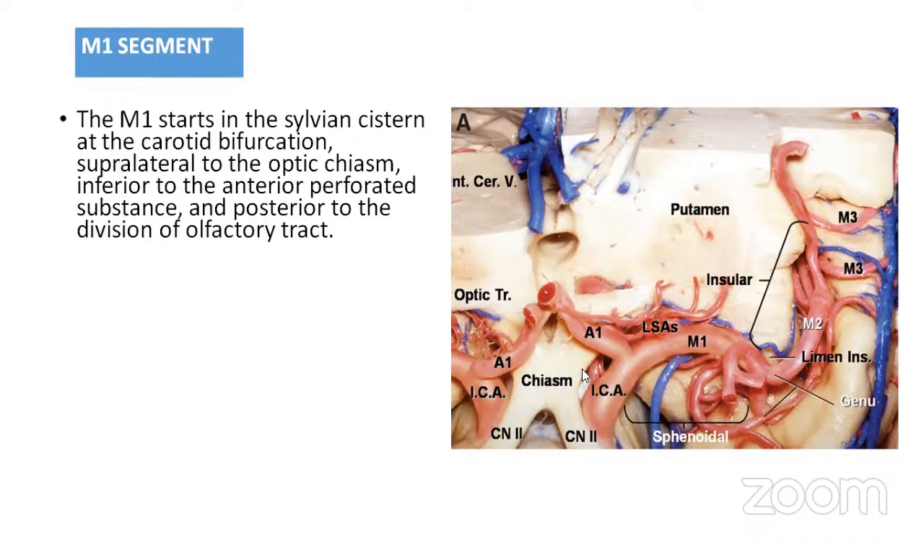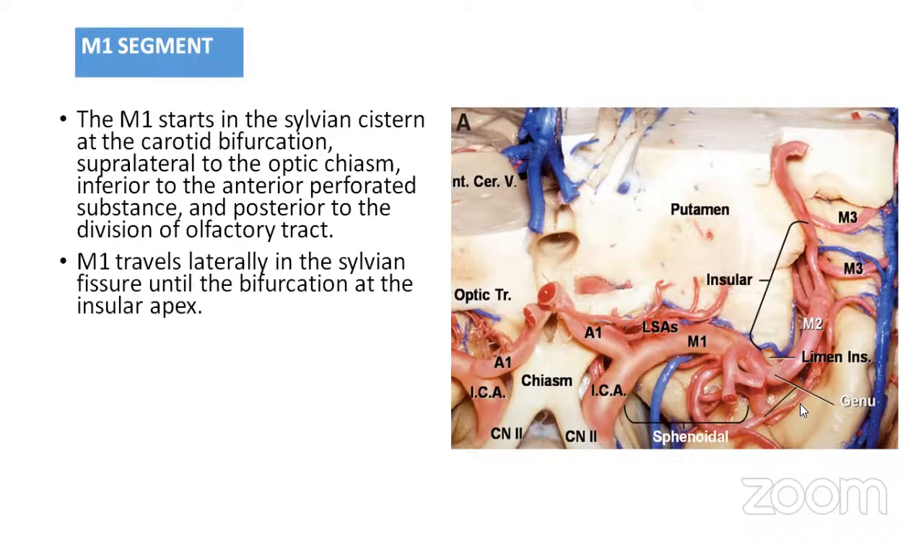And this is inferior to the anterior perforated substance. Anterior perforated substance would be somewhat here, and it would be located superior to these vessels. The lateral lenticulostriate arteries arising from the M1 would enter the anterior perforated substance to be distributed into the central gray matter core of the brain. And this is also posterior to the division of the olfactory tracts, which would be somewhat here.